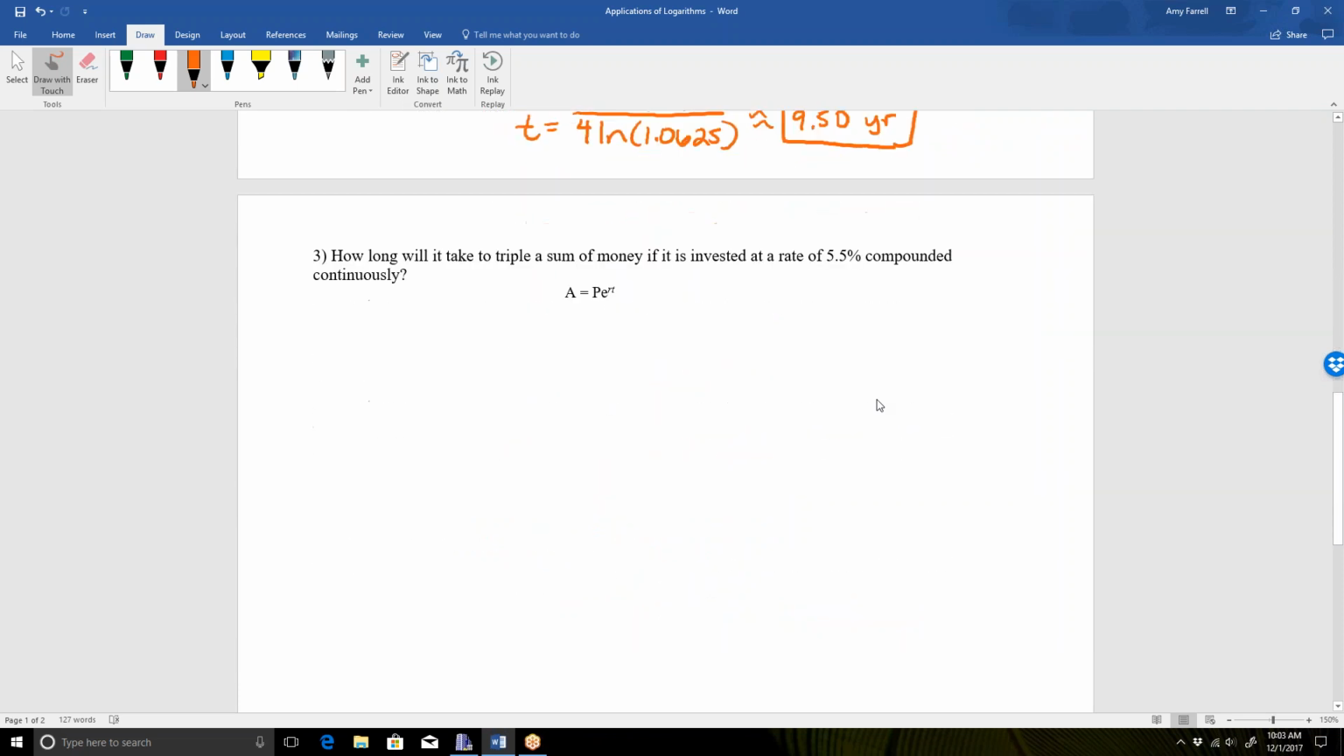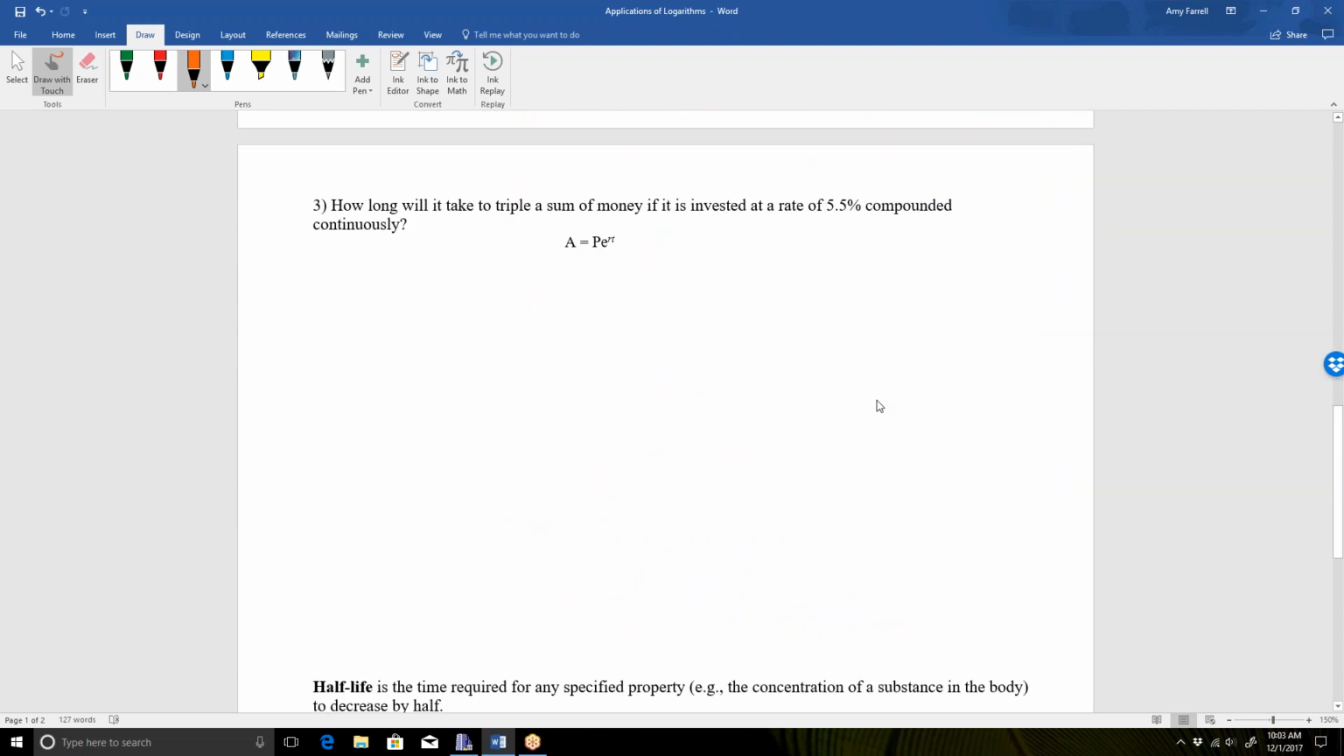All right, 2 more here. We're going to do number 3 and then number 4. Number 3, we want to triple a sum of money. It's being invested at a rate of 5.5%, compounded continuously. I have a different formula because it mentions that the interest is compounded continuously. So when the interest is compounded continuously, we use this formula.